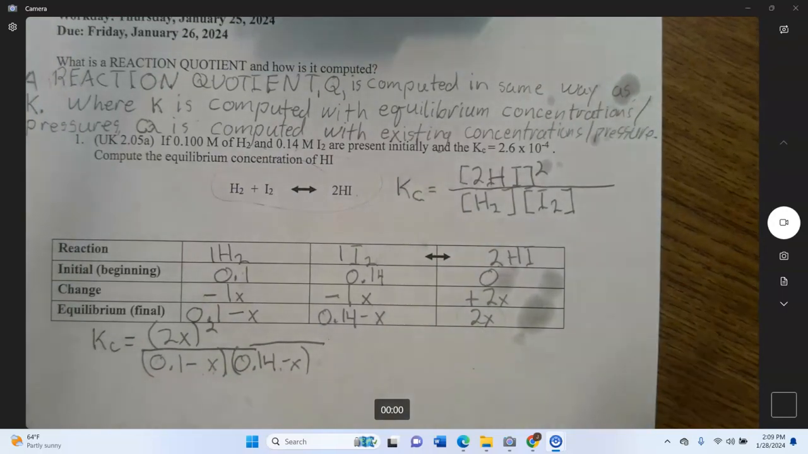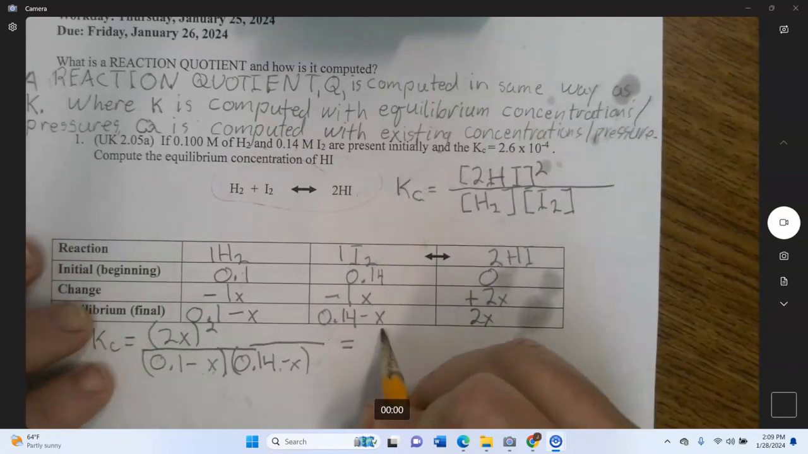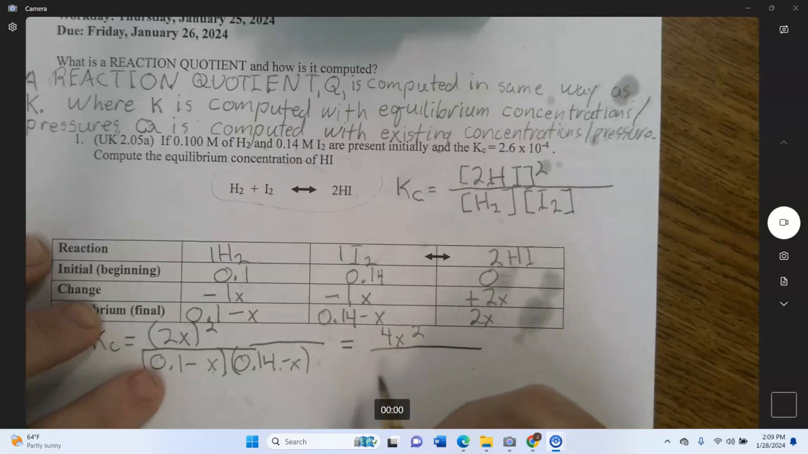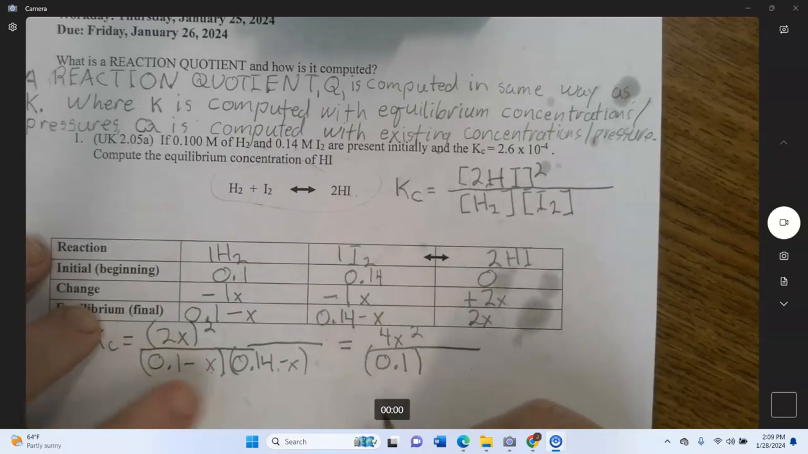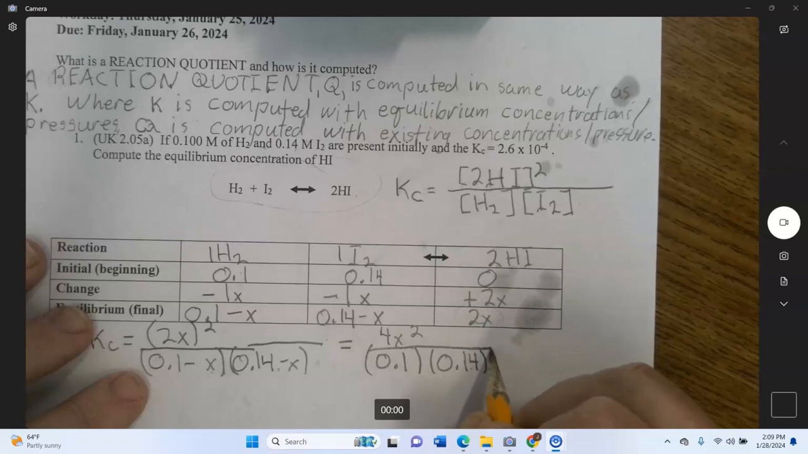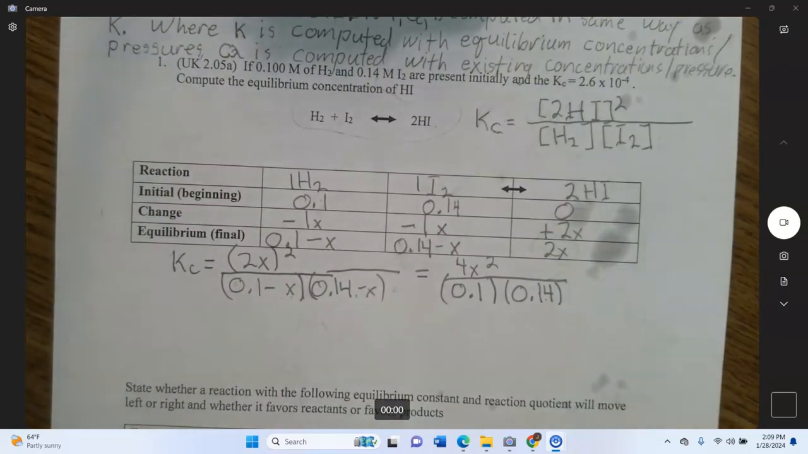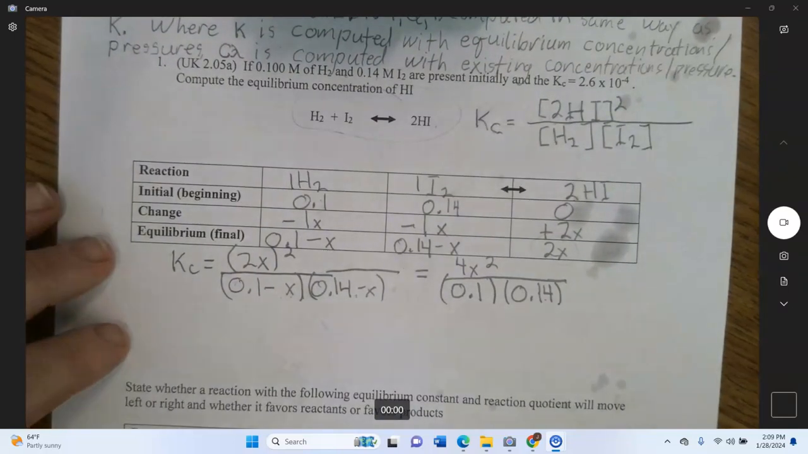Again, if you add 5 to 1 million, you end up with 1,000,005. That's close enough to 1,000,000 that you could ignore the 5. Okay, so now we're going to square that, so it's 4x squared. Down here, this just is going to become 0.1, the x goes away, and 0.14, the x goes away. Again, that's called the simplifying assumption, and you'll always be able to use it on the AP exam. They will never give you one where you have to use a quadratic, okay?